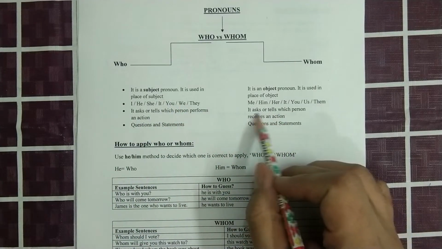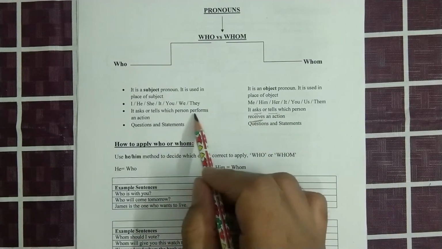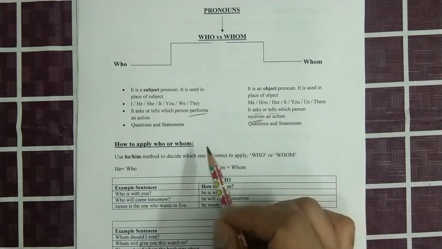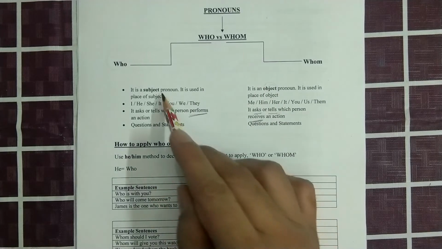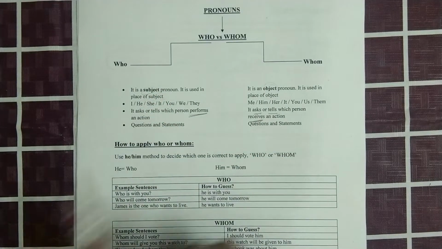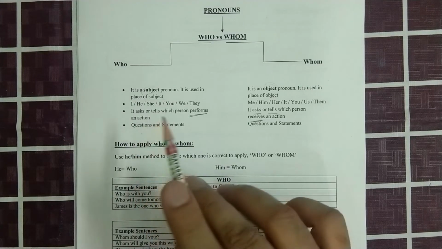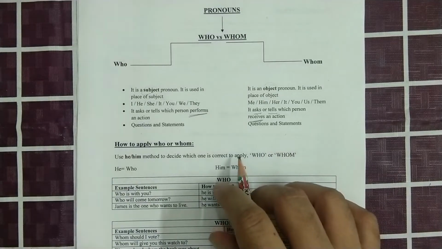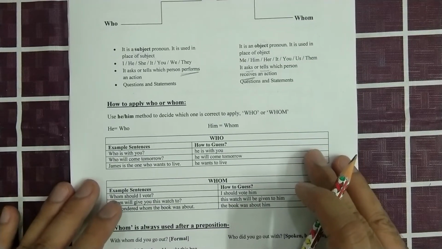Here, whom asks or tells which person receives an action. So here the person performs an action in who, and here the person receives an action because it is related to the object, and who is related to the subject. So I have already told you that we can frame questions as well as statements. The same with whom.